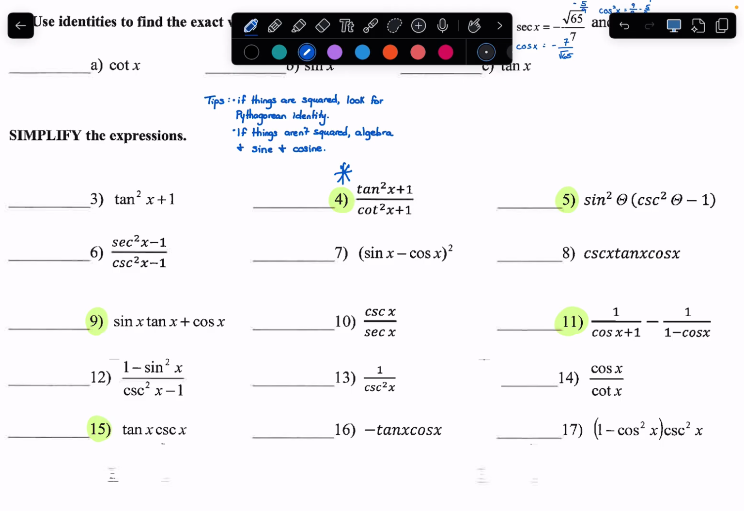So keep, change, flip, all that good stuff. And then turn everything to sine and cosine. Okay? If you get the problem and things are squared, but you don't even see an identity, everything to sine and cosine, use some algebra. Okay?